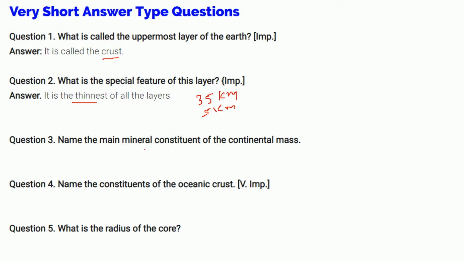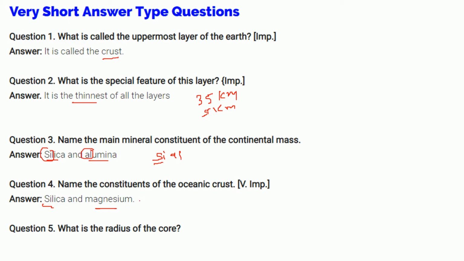Name the main mineral constituents of the continental mass. This is silica and alumina. You can also call it Sial, Si and Al. Name the constituents of the oceanic crust. Silica and magnesium, these are the constituents of the oceanic crust.